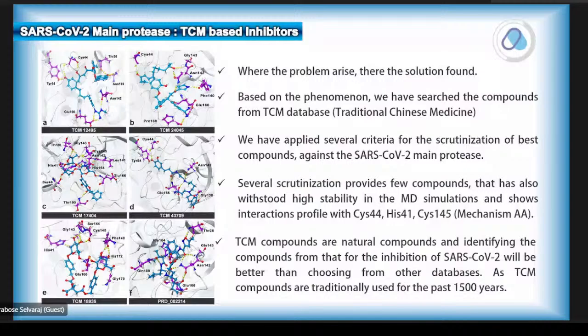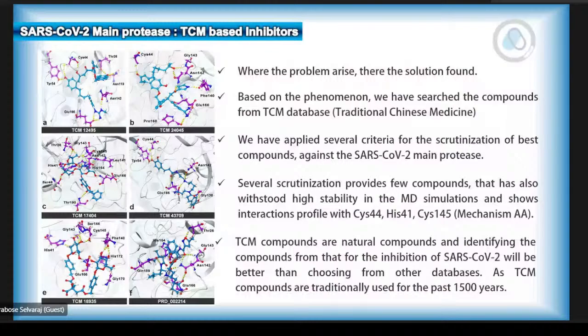Some criteria are required to identify whether the 21 conformations can be inhibited by these. So we set up criteria: if the docking score shows a binding energy of minus 35 or 40 or below, we omit those compounds. By this criteria, we scrutinized all the molecules. We also need good interaction, not just good scoring.